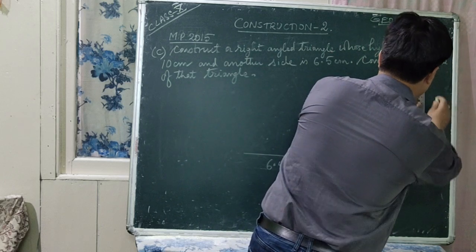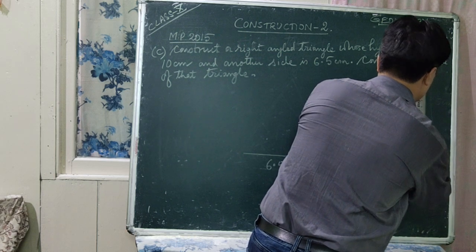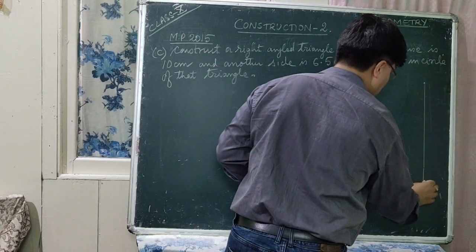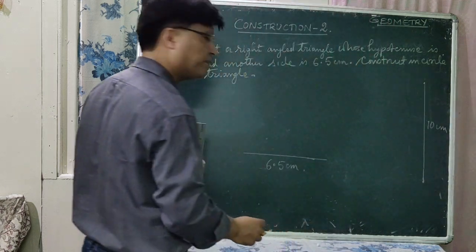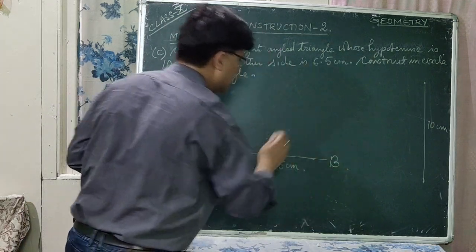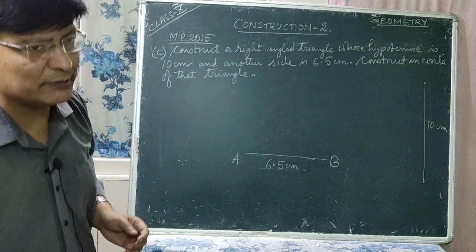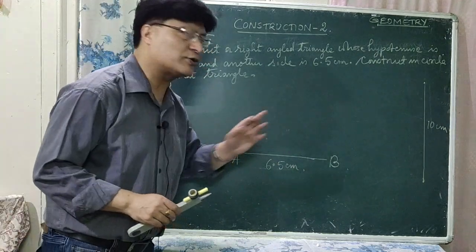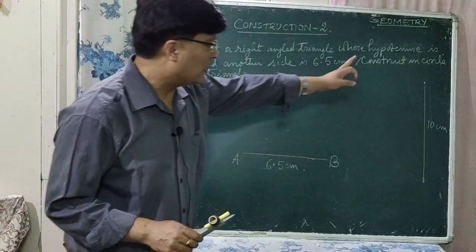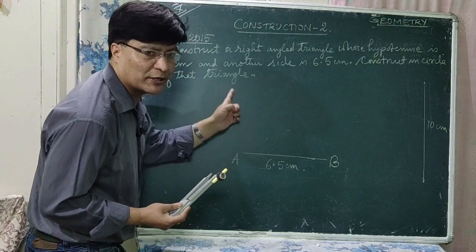And suppose this is of length... So how to measure 10 centimeter, isn't it? Suppose this is of 10 centimeter. And this 6.5 centimeter, suppose it is named as AB. Suppose the straight line AB is drawn, whose length is 6.5 centimeter. But in this case, you have to draw a right angled triangle, right? And the length of the hypotenuse is 10 centimeter. So now let us draw a perpendicular through the point A.